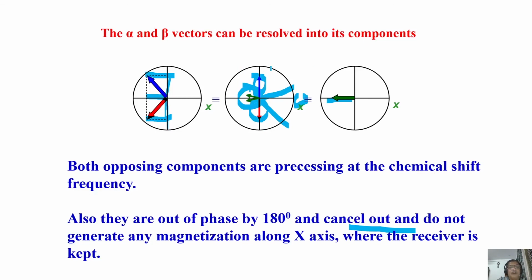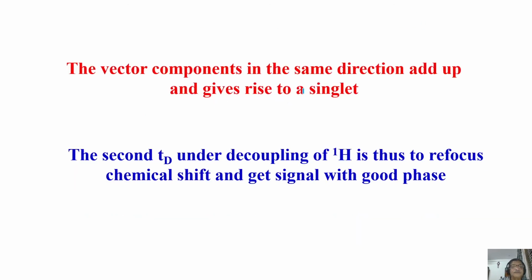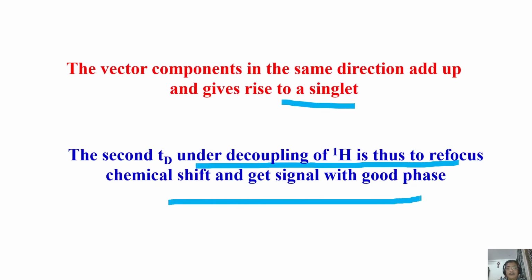Alpha and beta vectors are now resolved into their vector components. Opposing components get nullified. The components moving in the same direction along one of the axes, the non-opposing components, start adding up. And that is the one which generates the signal in the receiver. The vector components in the same direction add up and give a singlet, and the decoupling of these two vectors is applied to refocus coupling and get a good signal phase.